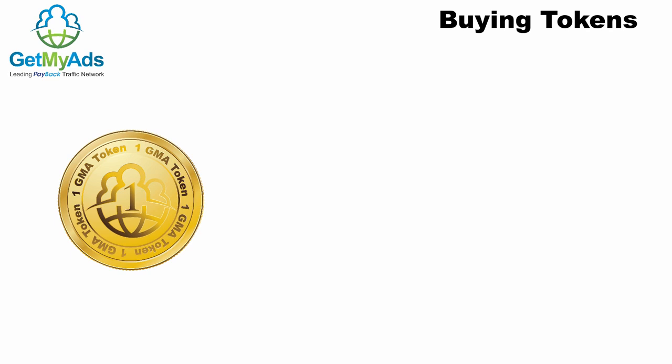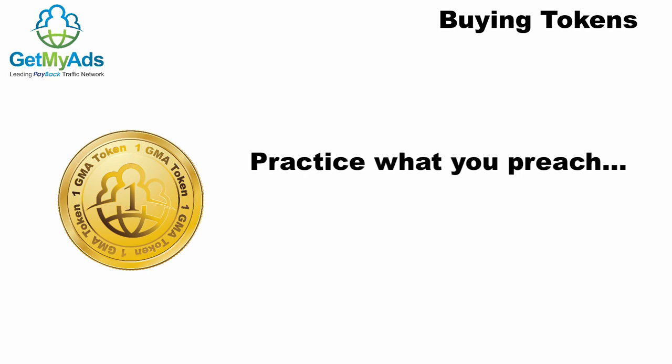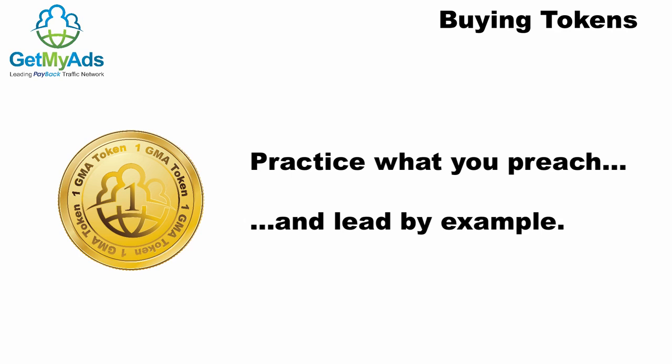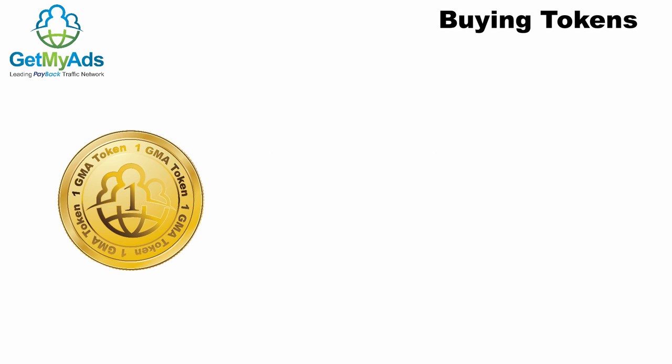The most important thing in this business is practice what you preach and lead by example. If you're asking your customers and partners to buy 10 tokens and use the commission from those 10 tokens to buy even more tokens, you should do the same too. If you're telling your customers and partners that the goal is to own 1,000 tokens, then that should be your goal as well. Practice what you preach and lead by example, because your customers and partners will copy what you do. Buy as many tokens as you would expect your future partners to do.